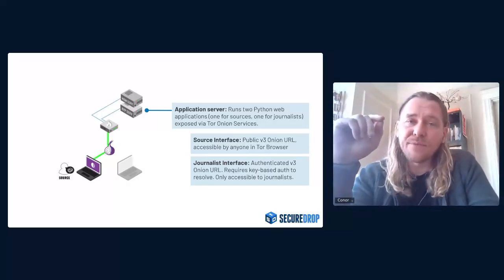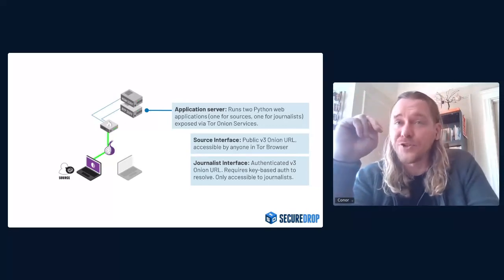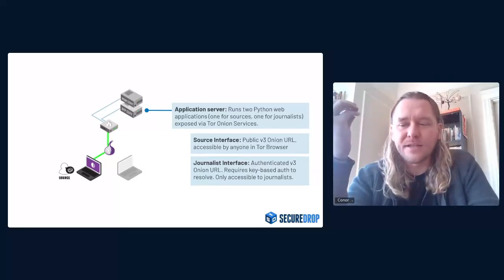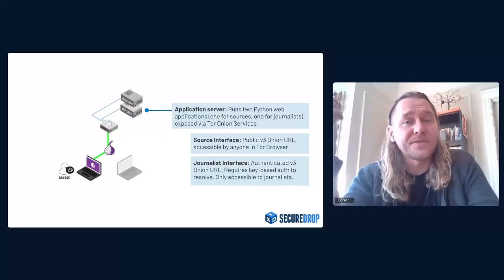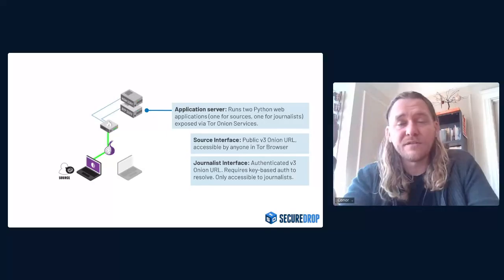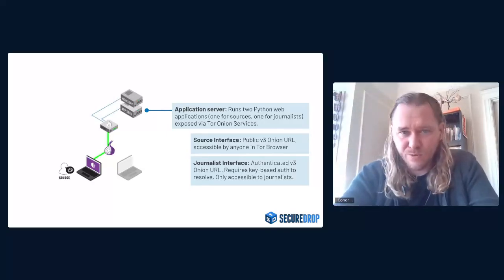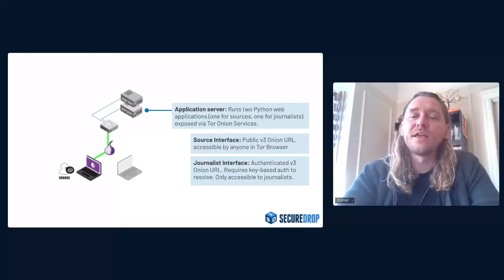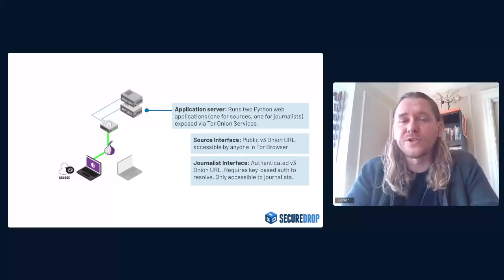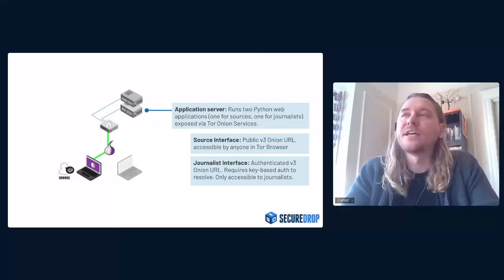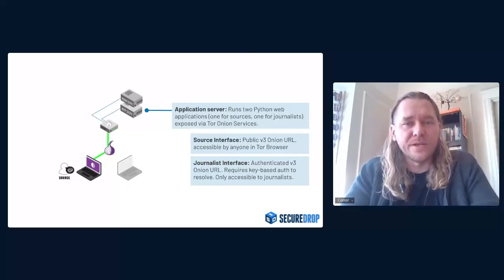So at the very top, you see two different servers. There's an application server. That's what's actually hosting the code that creates the interface and handles the submissions. So these are Python Flask web applications. There are two different web interfaces, both served over Tor Onion URLs. The first one is what we call the source interface. This is the public door to a SecureDrop. Absolutely anyone in the world, provided they've installed a Tor browser, can access that, create an account, and then communicate with journalists at that news organization.